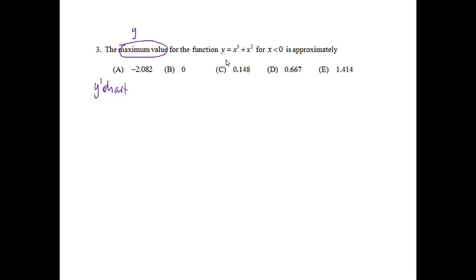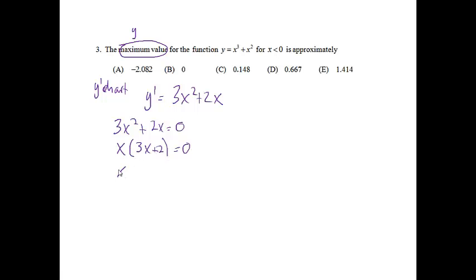All right, so I'm going to take the derivative. The derivative would be 3x squared plus 2x. And then I'm going to set it equal to 0. So I'll factor out an x, I'll get x times 3x plus 2. And so my 2 answers would be 0 and negative 2/3. And since I just want all the x's less than 0, I'm not going to consider 0 as a critical point. So, this is y prime.